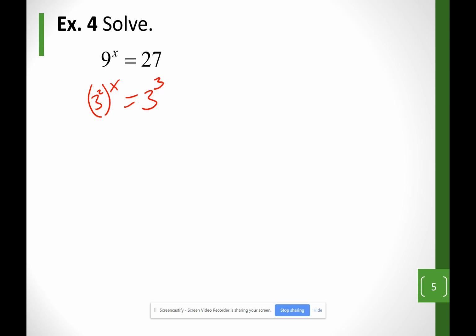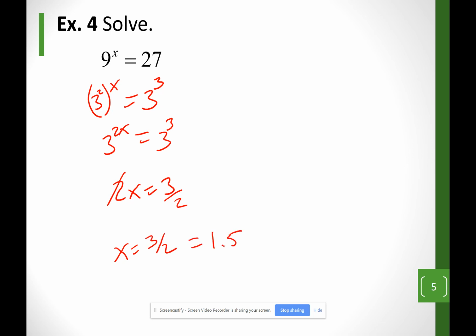So once again, I want the same base. I know on the left side, when I have parentheses, I have to multiply my exponents. So I have 3 to the 2x is equal to 3 to the third. Now that I have the same base, I'm going to let the exponents equal each other. So I'm going to say that 2x is equal to 3. I'm just looking at the exponents and solving for x. Divide both sides by 2. So x is equal to 3 halves. If you guys like decimals, that's 1.5.